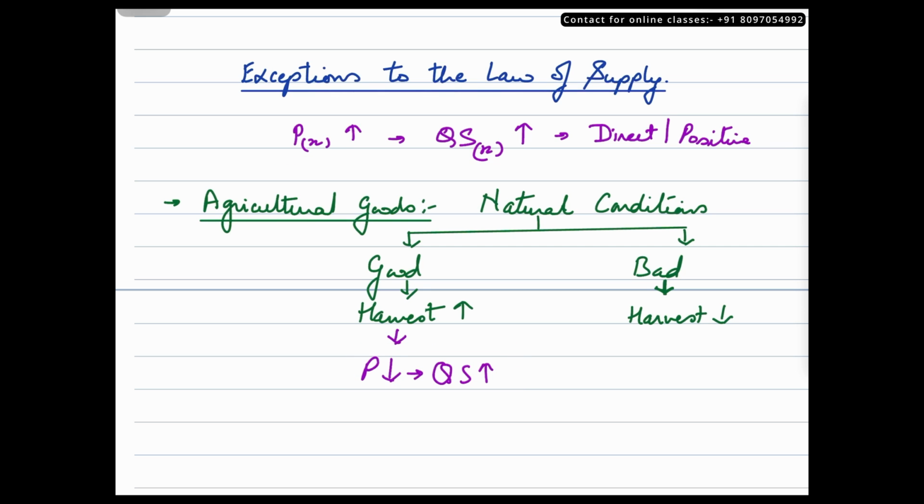The opposite side of the argument may also hold true. If the harvest is bad and the prices are high, there is no way you could just magically bring in these commodities, because it takes time for agricultural goods to grow in the farms, right? So even at high prices, you will not be able to offer more for sale, once again violating the law, because this is an indirect relationship, whereas the law of supply stresses on the direct relationship. So agricultural goods are the first exception case to the law of supply.